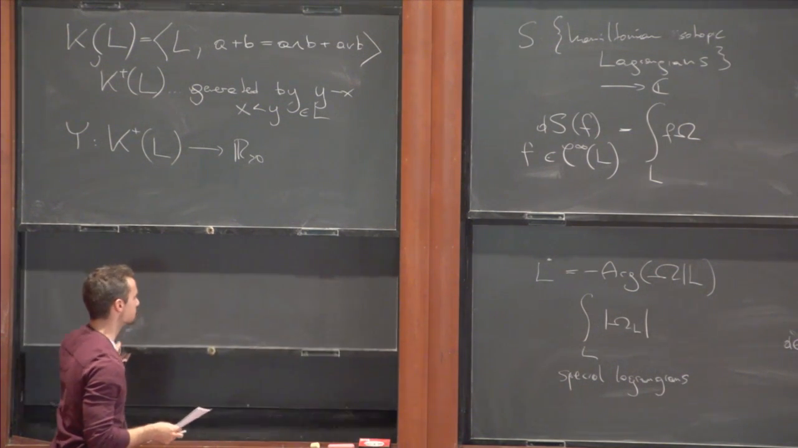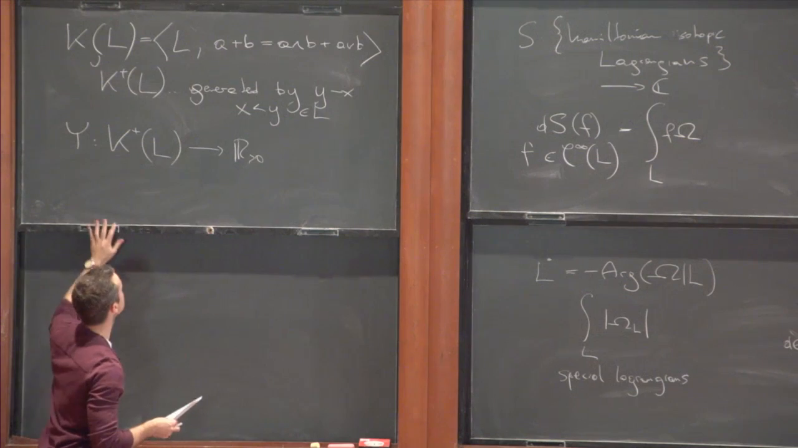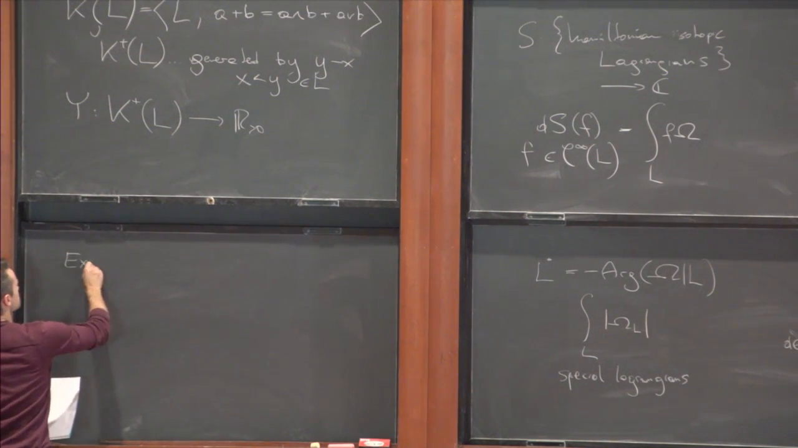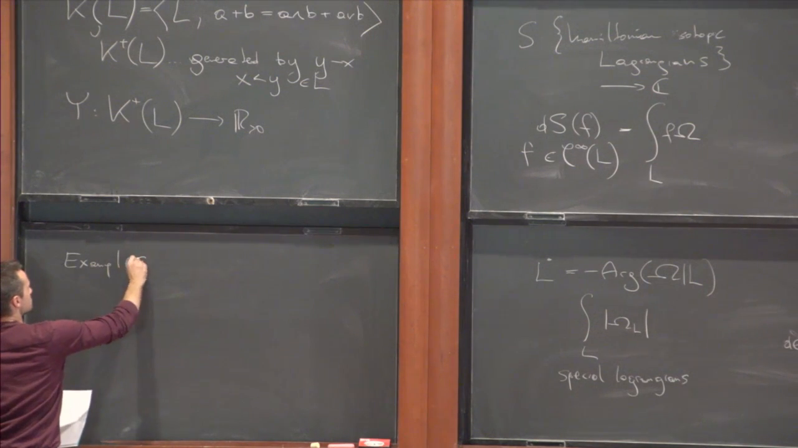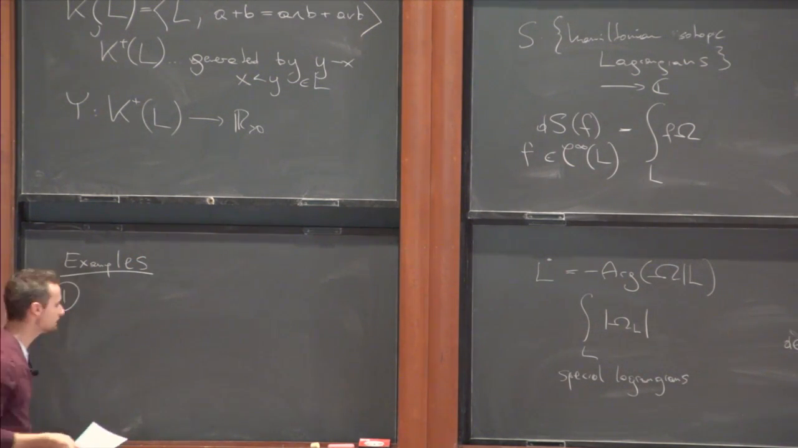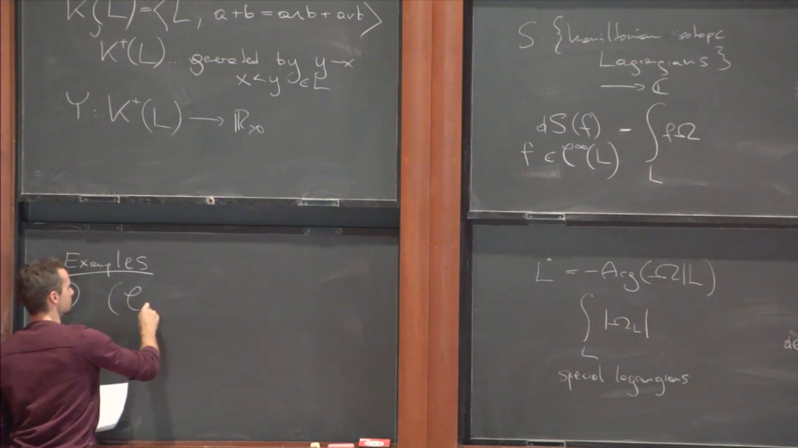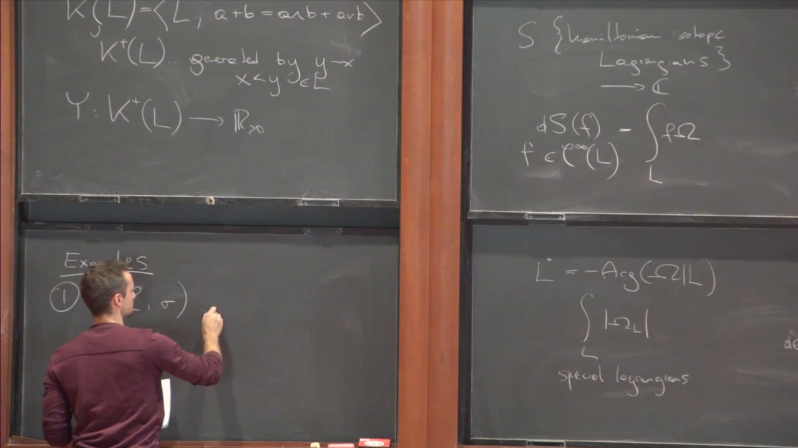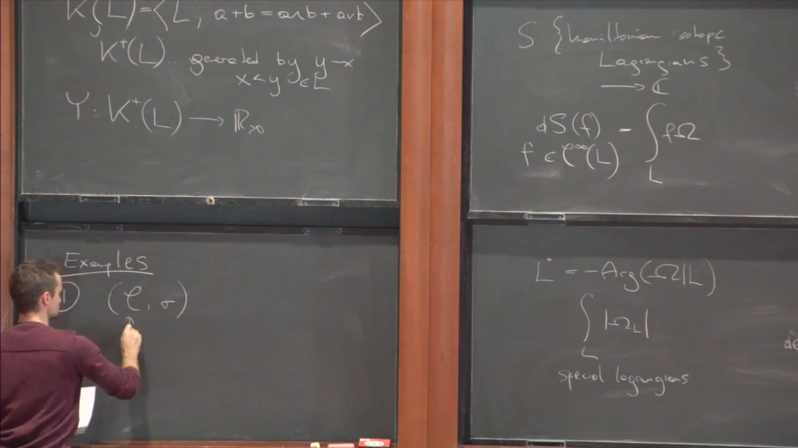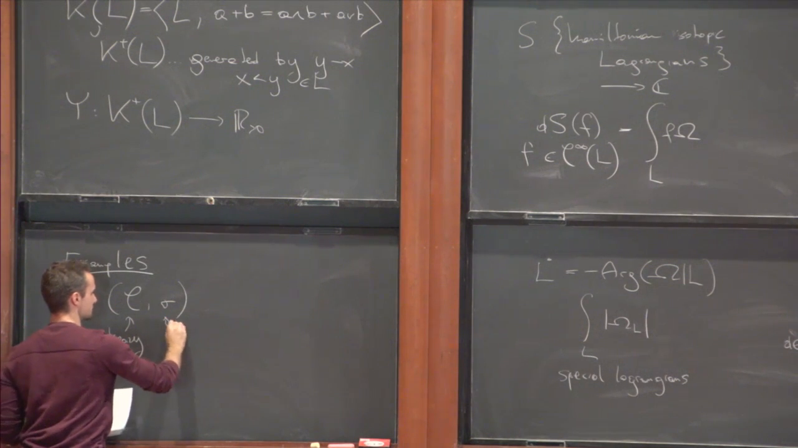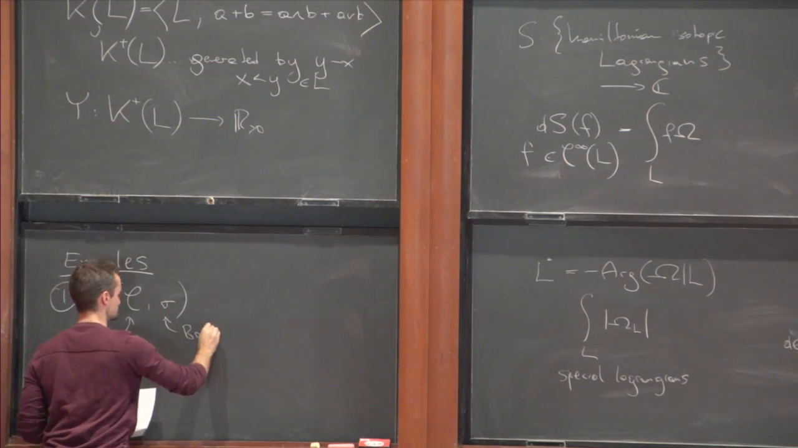And so how does this relate to what I was saying before? Let's see the example here. Number one, if you have a category with Bridgeland stability, so C is a triangulated category, this is a Bridgeland stability condition.